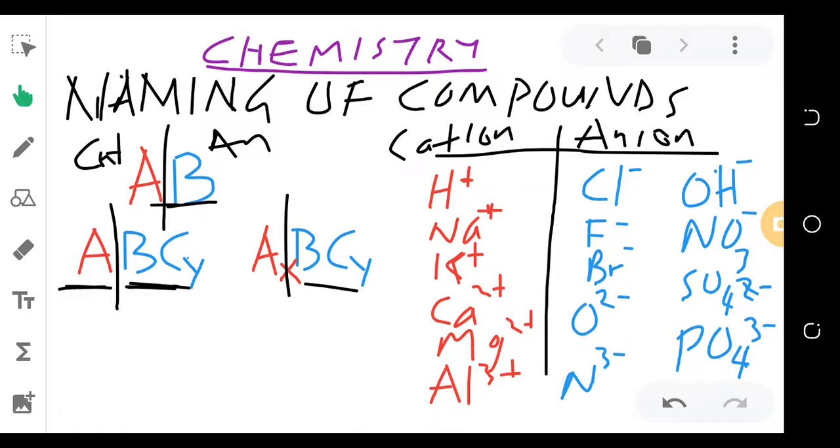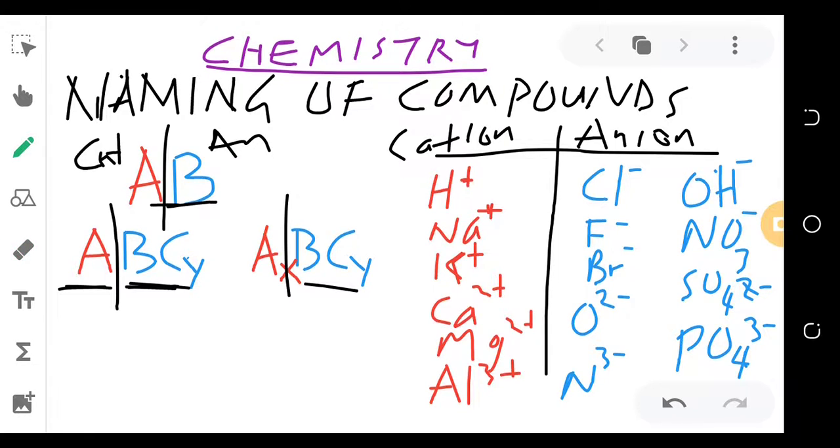Now, you have single atomic ions here, like your chloride, your fluoride, your bromide, your oxide, and your nitride. Then you have grouped ions. That's grouped ions. So you have like a hydroxide, your trioxonitrate 5, tetraoxosulfate 6, and tetraoxophosphate 5. So these ones here are of these types, while these ones here are of this B type. So we can actually combine any of these to form different types of compounds.